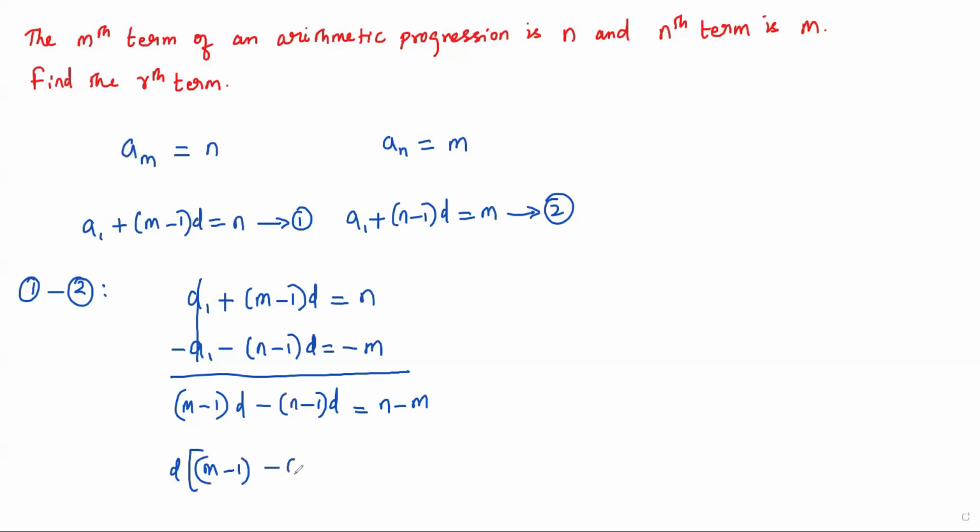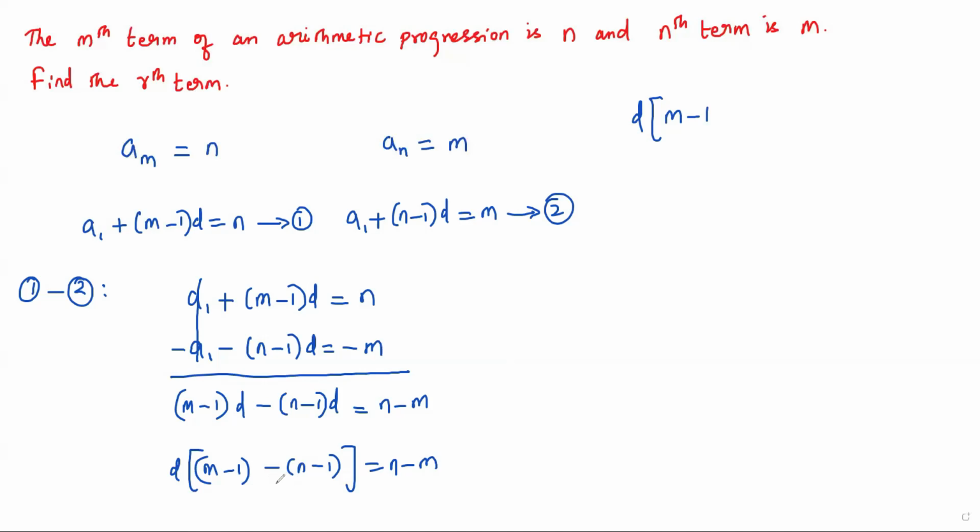Equals n minus m. So now we can simplify this. So we get d times, so here we have m minus 1. We can remove the first parenthesis simply.